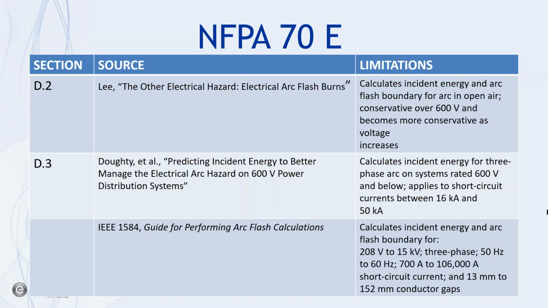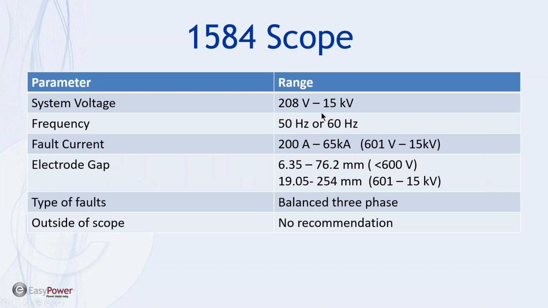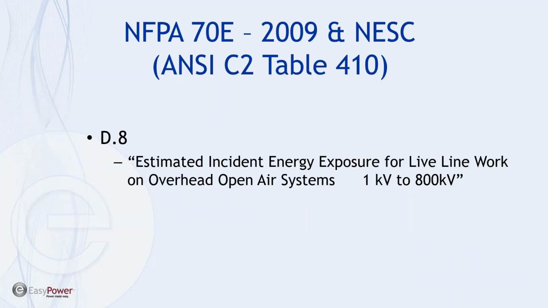And then when we get to the latest update of 1584, we find that it specifically has a scope that's limited to 15,000 volts. And outside of this scope, there's no recommendation, including nothing alluding to what to do about the Lee equations. And so we're kind of left out there with some amount of confusion over what to do about it.